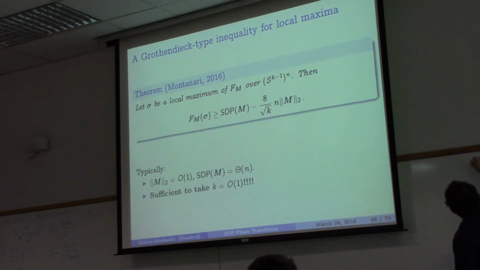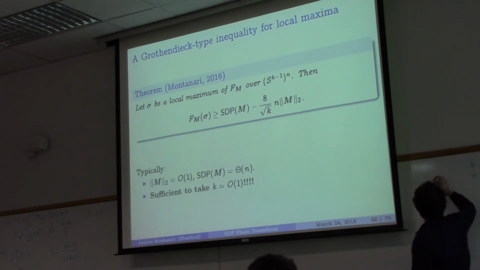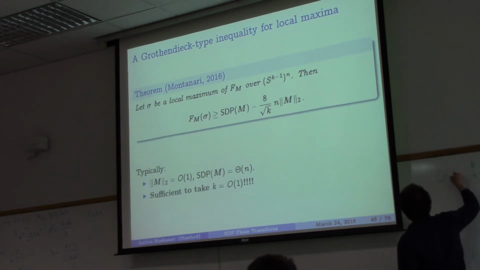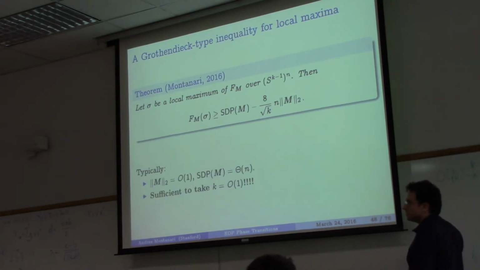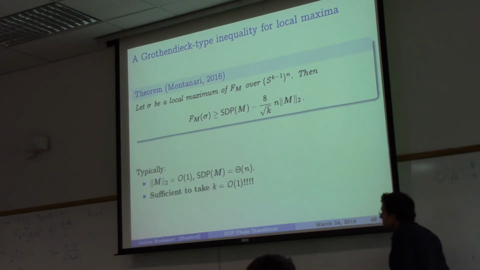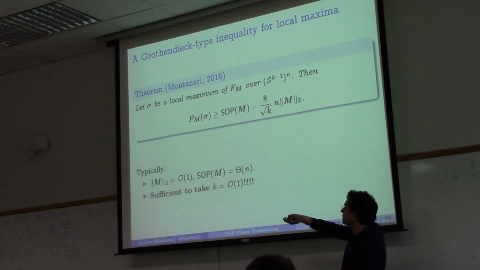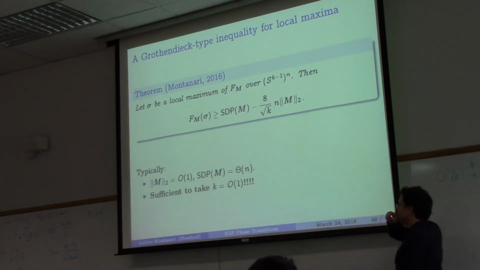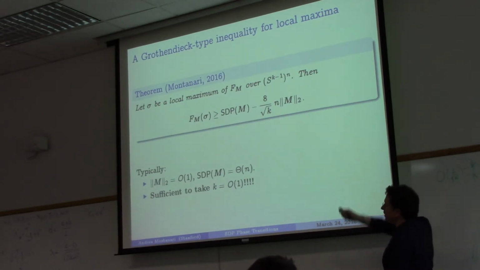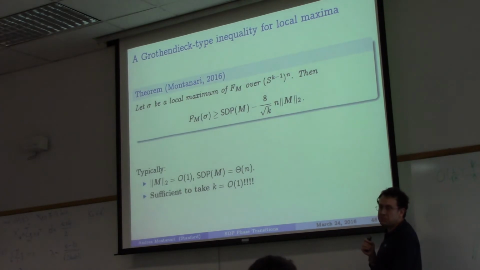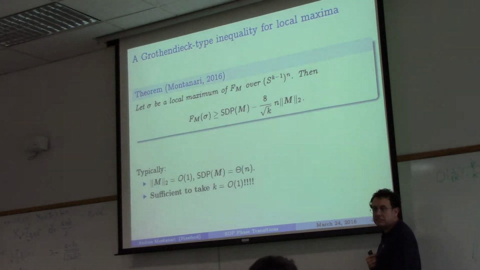The difference between this and that is basically of order 1 over square root of k, the relative difference. This is a relative difference in the following sense. The error really depends on the operator norm of M, but typically in the cases that we are interested in, the operator norm is of order 1, and the value of the SDP is of order n. So what this means is that if you want a relative difference of at most epsilon, it's sufficient to take k that is of order 1.